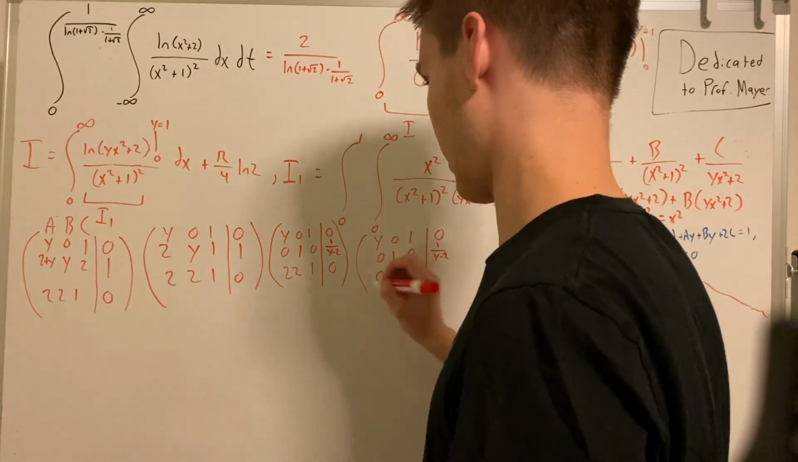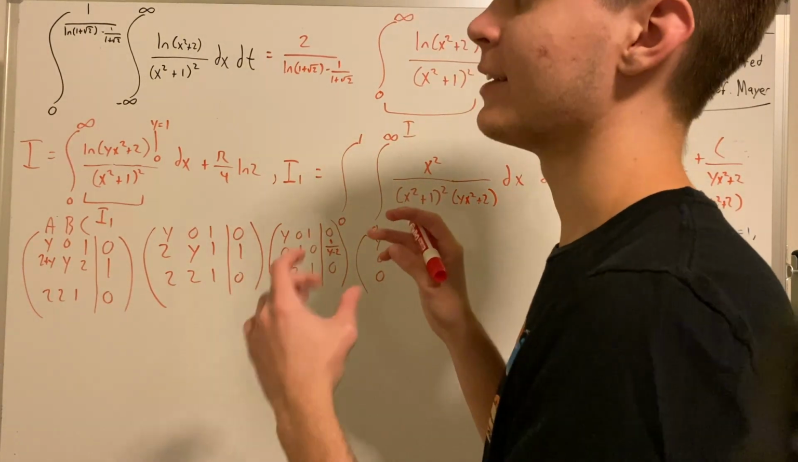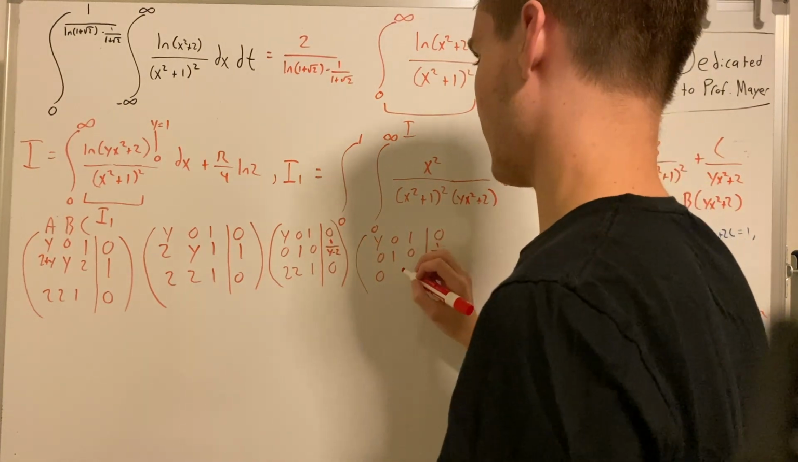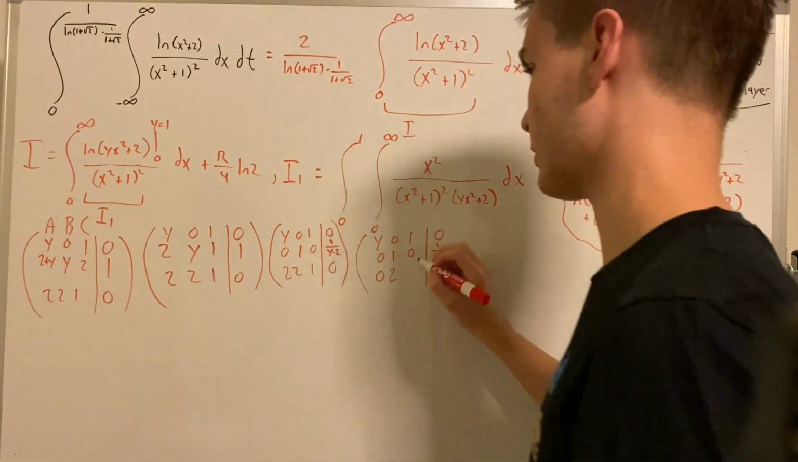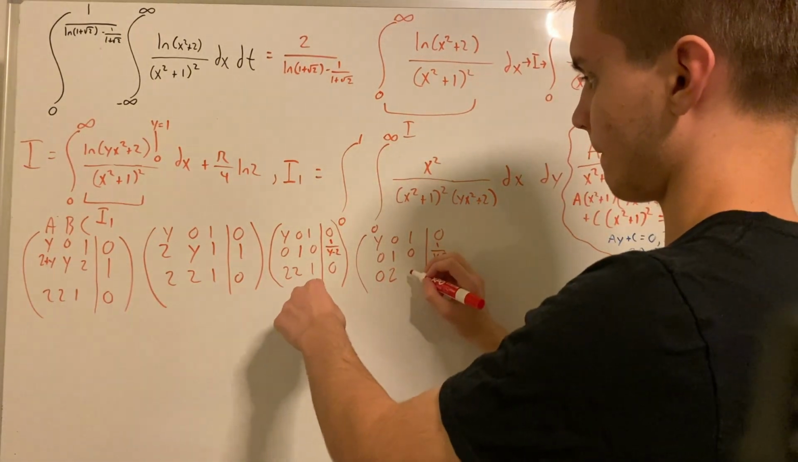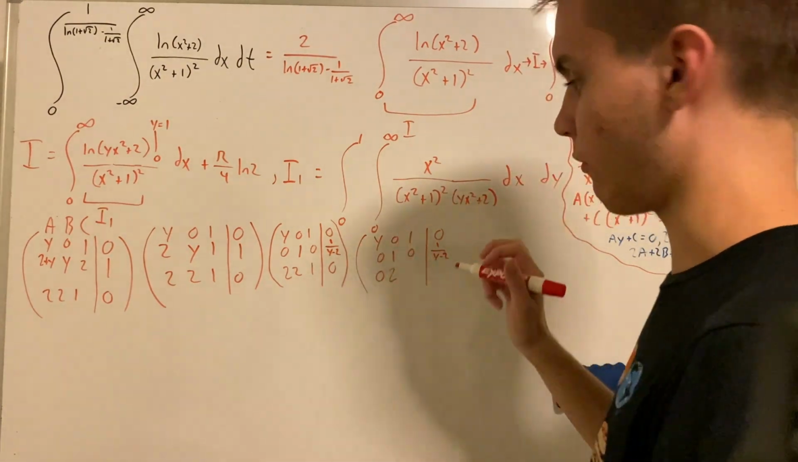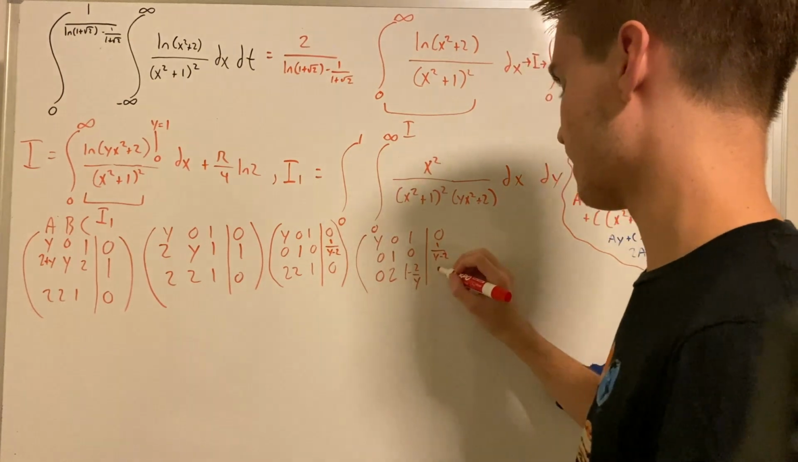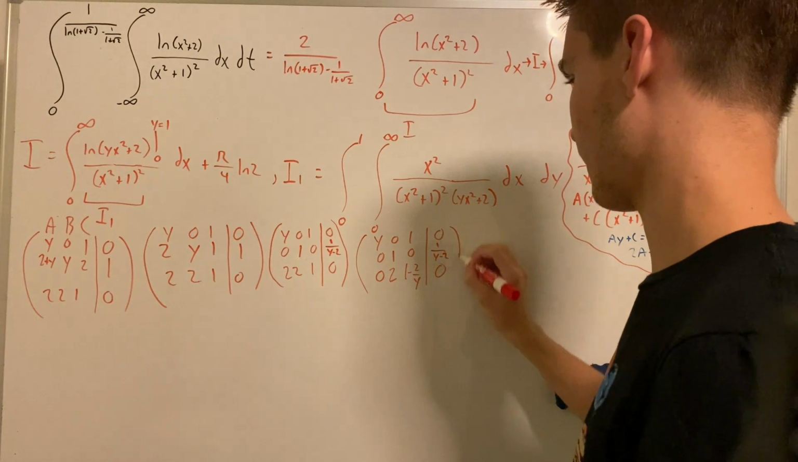So this is going to give us 0, because 2 minus y times 2 over y is just 0. This is going to remain 2, because 2 minus 0 is 2. And then 1 minus 1 times 2 over y is 1 minus 2 over y. And then we still have 0, because we subtracted by 0.